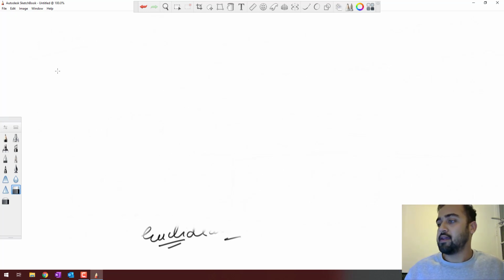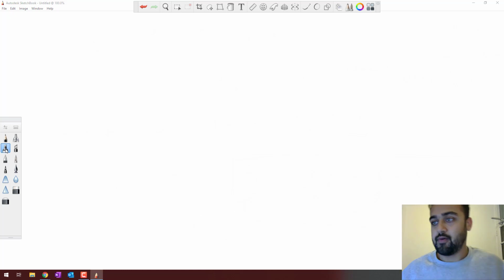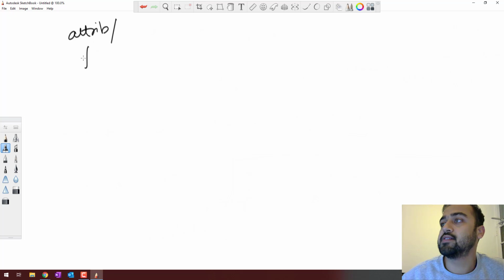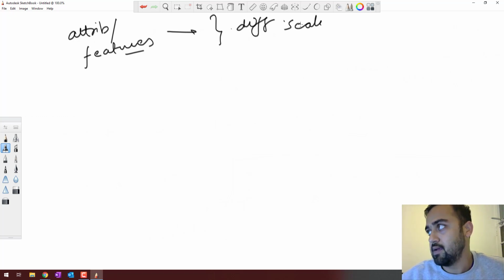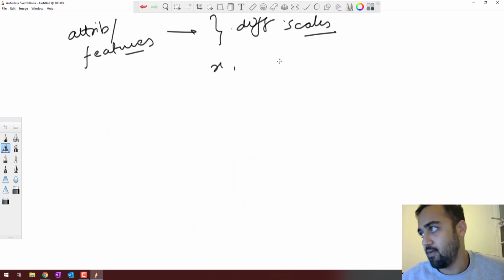When the data is collected for any data point, that data is basically derived from various sources, right? And the attributes or the features are all calculated on different scales. So let's say you have 1, 2 up to m features. These are features.